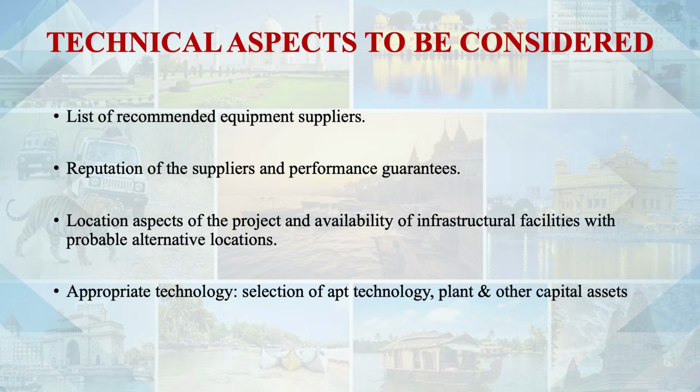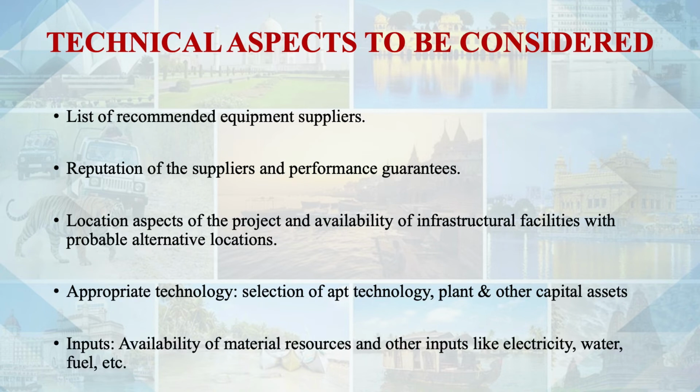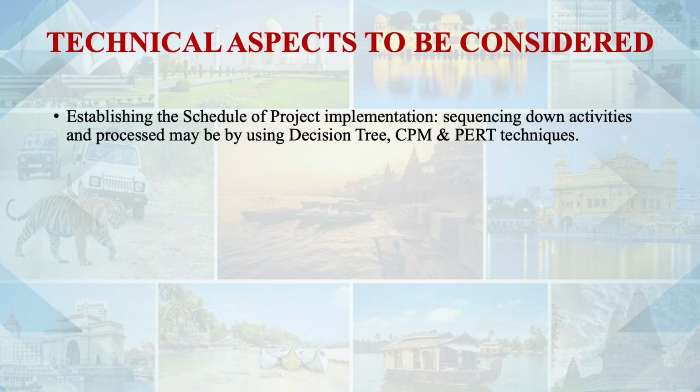Appropriate technology selection is very important, based on plant, machinery and other capital assets, maybe furniture, and other input. Availability of material inputs, whether they are there or not: electricity, water, fuel. Establishing the schedule of project implementation is also part of technological feasibility. Sequencing down activities is a very important part of it. Processes may be done by using decision tree, CPM, critical path method, PERT.